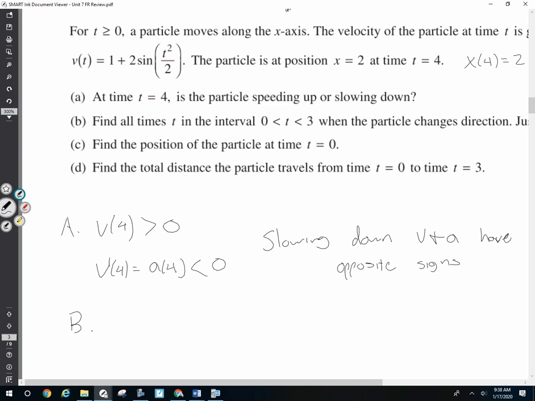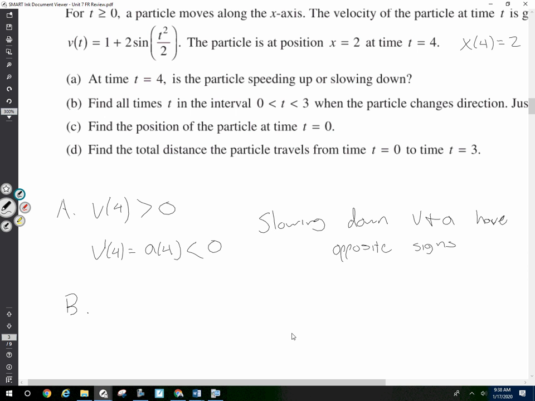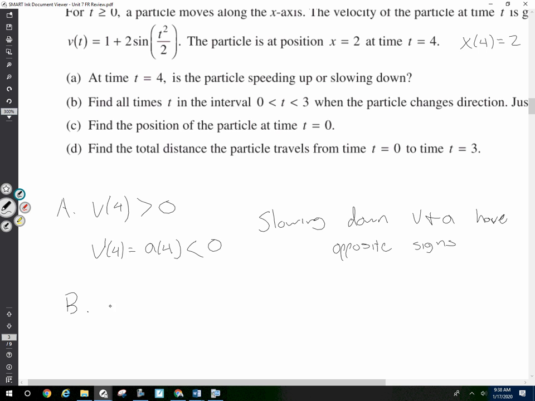Part B, find all the times when the particle changes direction. Justify your answer. Okay, so your justification needs to say that the particle changes direction when your velocity changes sign. So this is my justification. Since I have my calculator, I can graph my velocity function.